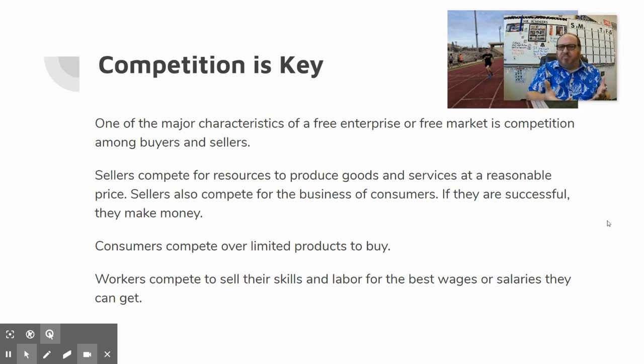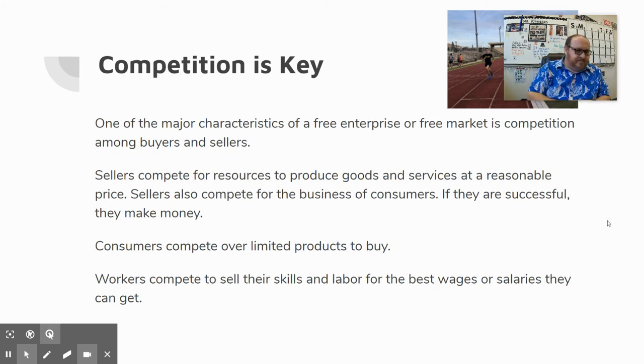Consumers compete over limited products to buy. So when you go to the store, it's kind of first come, first serve as to who gets the products that are at the store, right? Eventually they run out and then you don't get any. And we've experienced that a lot this year in 2020, right? Go to the store to get toilet paper and somebody beat you. They bought all the toilet paper. Now you don't have toilet paper. And what are you going to do? We've seen a lot of that this year. Consumers competing, starting fights over toilet paper, which, if you had told somebody a year ago that people would be fighting in Walmart over toilet paper, they would have thought you were just flat out crazy.